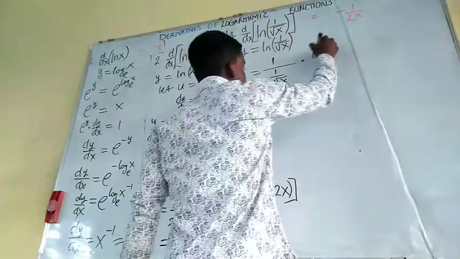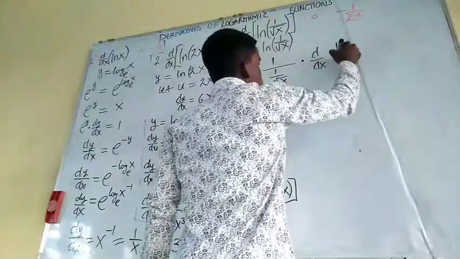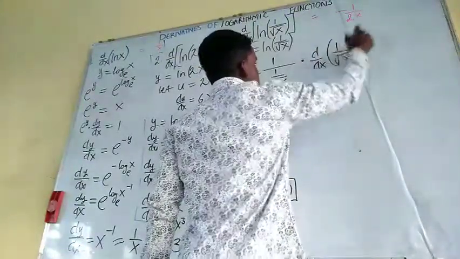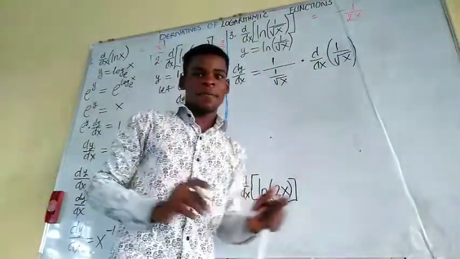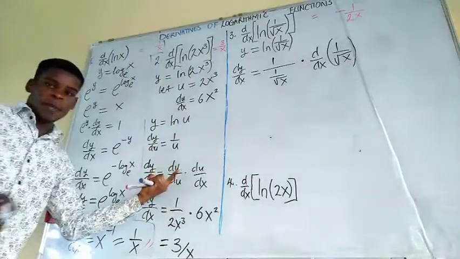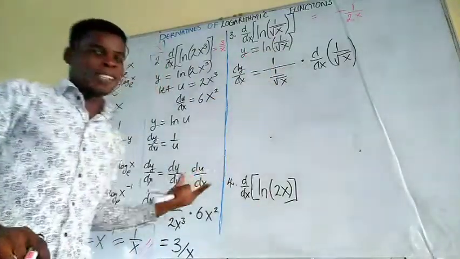So we find the derivative with respect to x of 1 over square root of x. This is it. And when you are done differentiating this one, you are done. This is the longer method, and this is just a simplified form of the longer method.